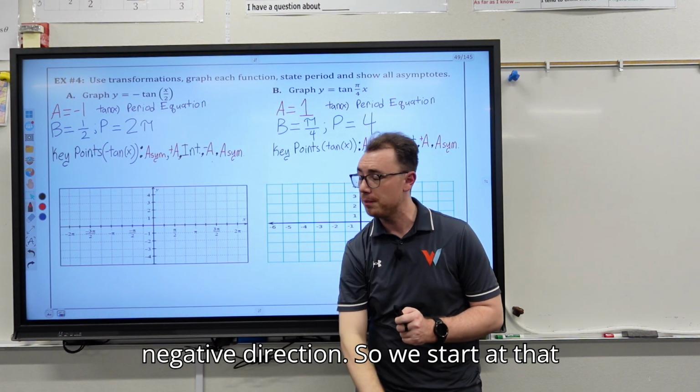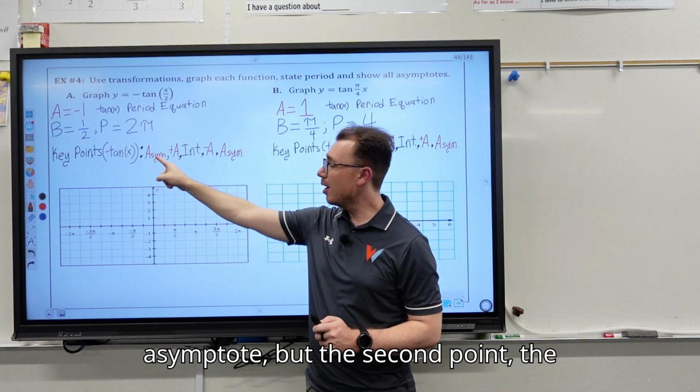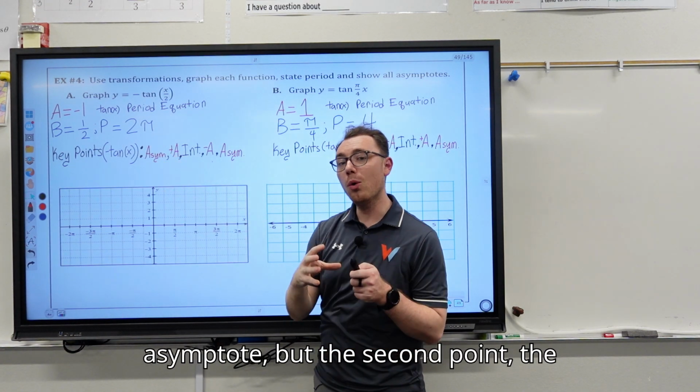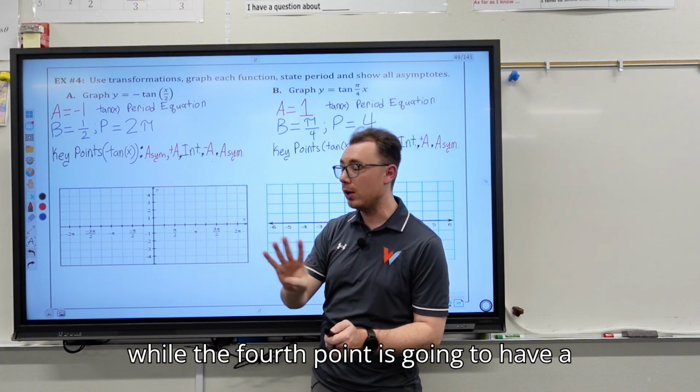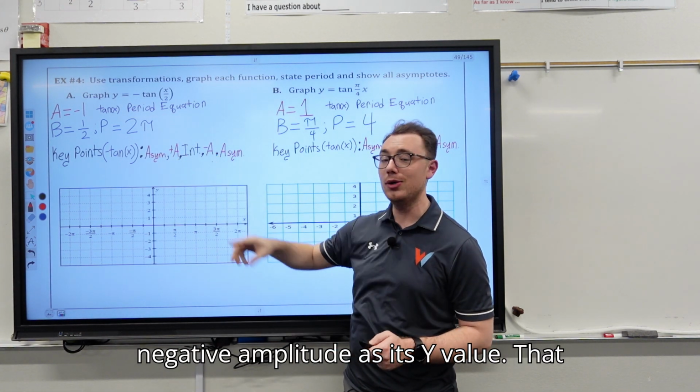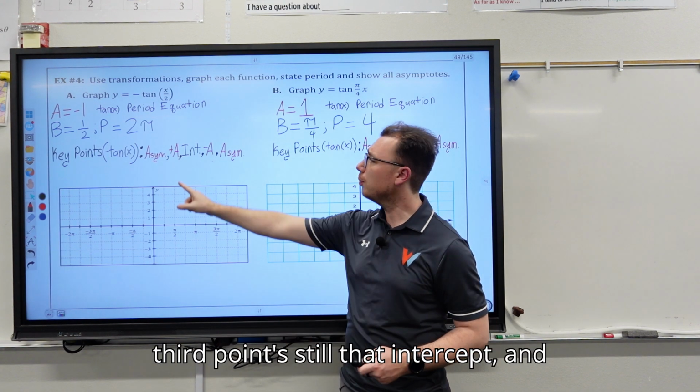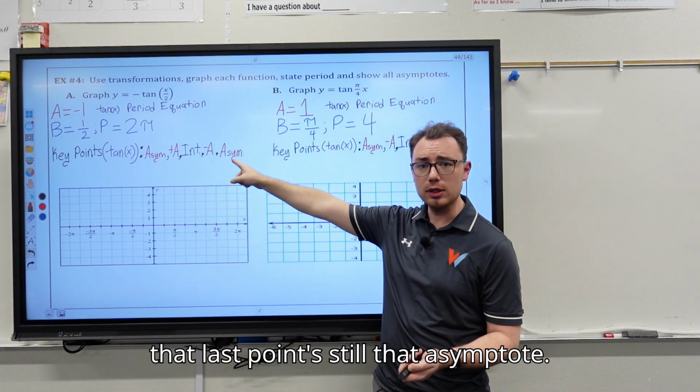to the negative direction. So we start at that asymptote, but the second point, the y value, will have a positive amplitude, while the fourth point is going to have a negative amplitude as its y value. That third point is still that intercept, and that last point still that asymptote.